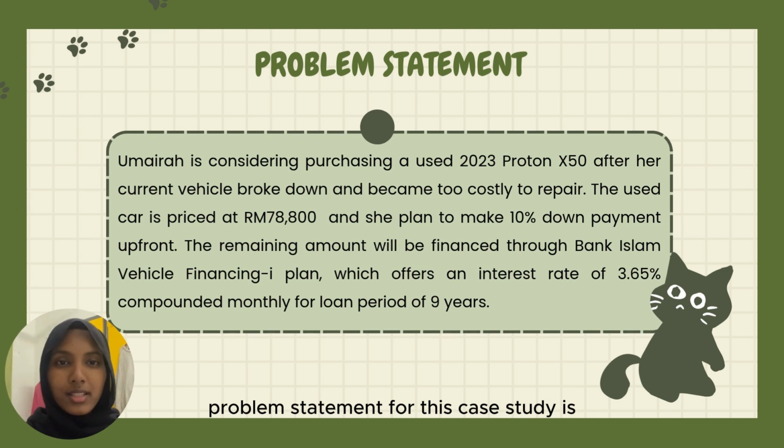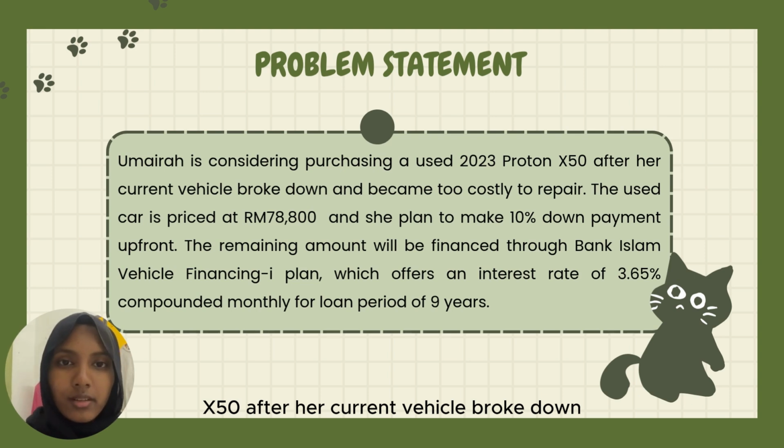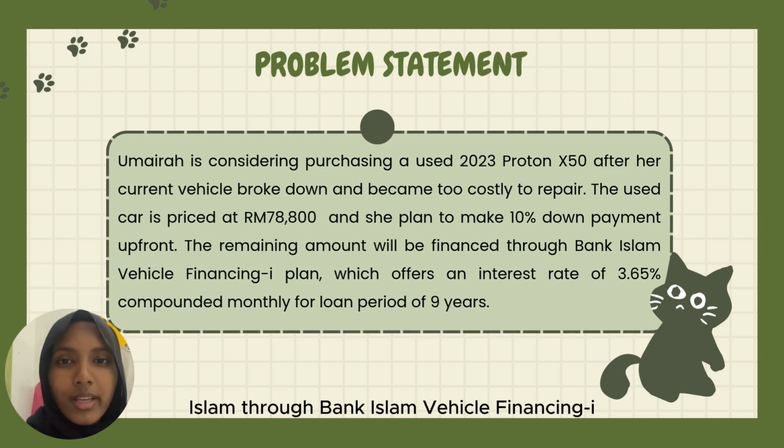The problem statement for this case study is Umairah is considering purchasing a used 2023 Proton X15 after her current vehicle broke down and became too costly to repair. The used car is priced at RM78,800 and she planned to make a 10% down payment upfront. The remaining amount will be financed through Bank Islam Vehicle Financing I-Plan, which offers an interest rate of 3.65% compounded monthly for a loan period of 9 years.